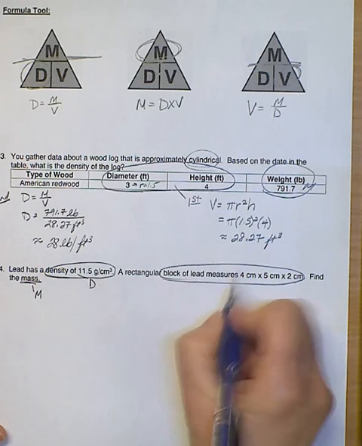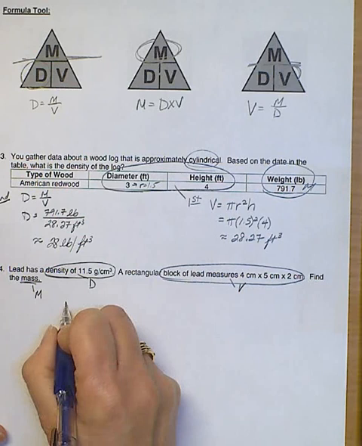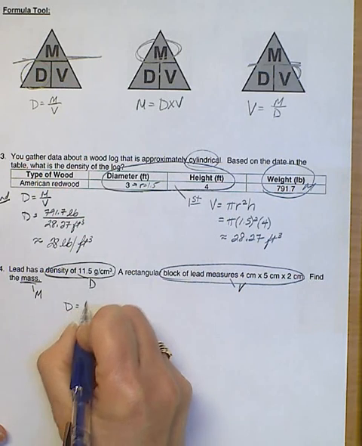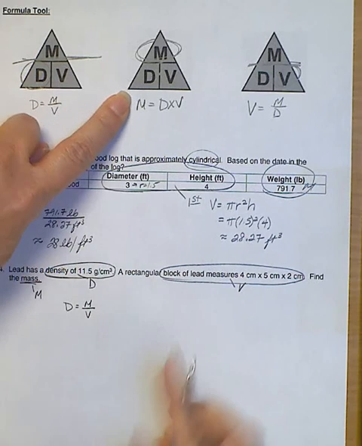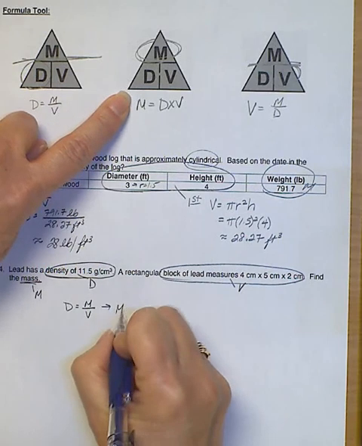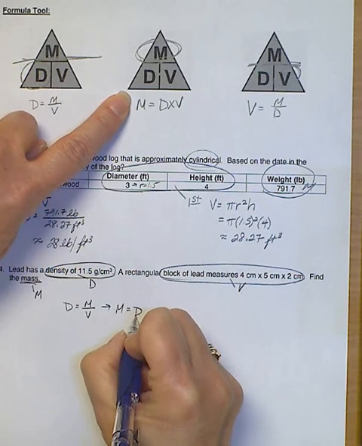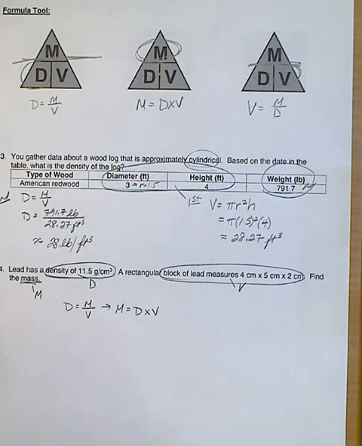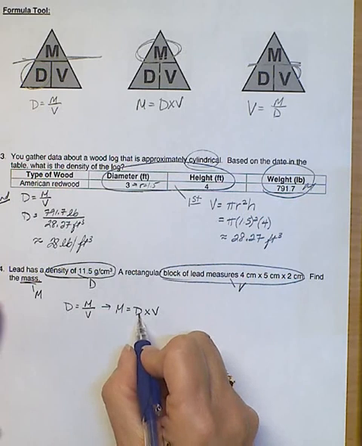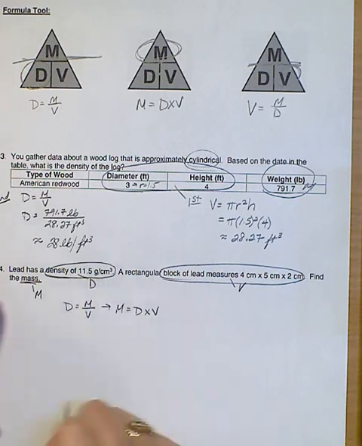We know density equals mass divided by volume. But we also know, using the formula tool, if I'm really looking for mass, I can take the density times the volume. So why not just try that one? Again, I already know the density, I don't know the volume. So the very first thing I need to do is find the volume.